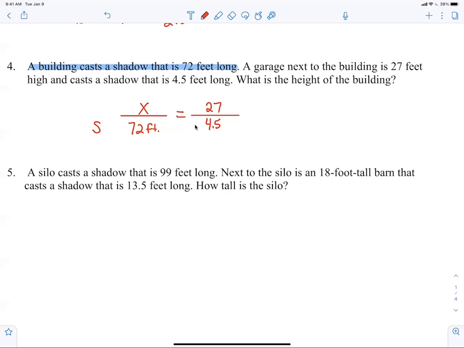Am I right? Reading carefully. Don't just put down my answer. Everybody's doing it on their own. Why can't it be 72 over 27 equals 4.5 of that? Because you made the same mistake she did. So I want you to read it to me. The building casts a shadow that is 72 feet long. So how big is the shadow, or how big is the building? Do we know? No. That's why it's what? You see what I'm saying?